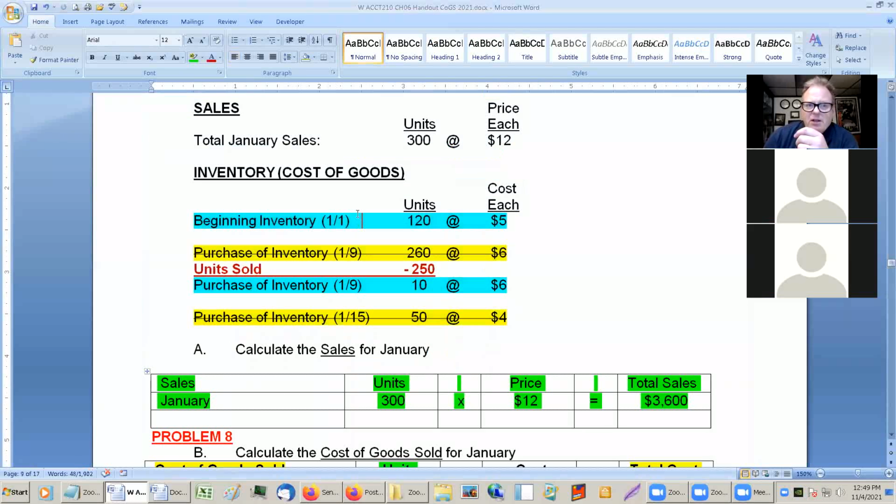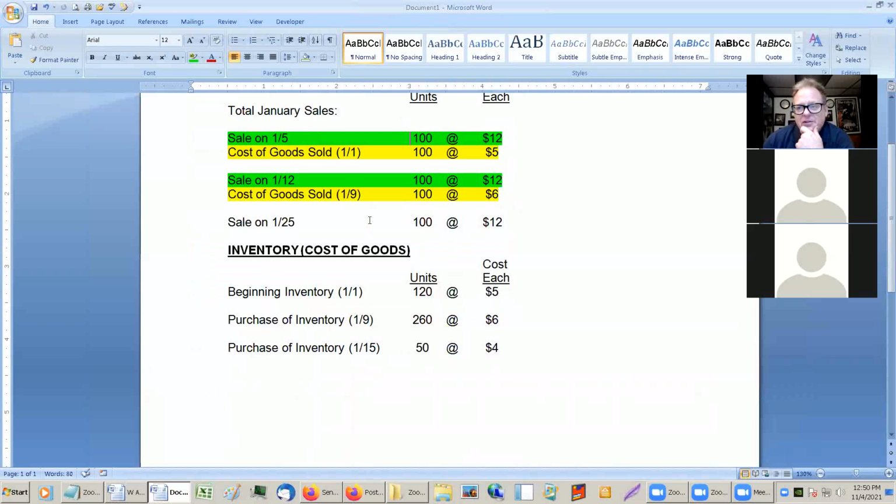Notice on this one, they're all lumped together. It doesn't say when these sales were made. And for periodic, you don't really need to know when the sales were made. So you just need to know the total for the period. Whereas if you're doing perpetual, you need to know each individual sale, when it was made, and find the last one in for that date. Again, computerized system, not a problem. Doing it by hand, it's doable. It's just really tedious.